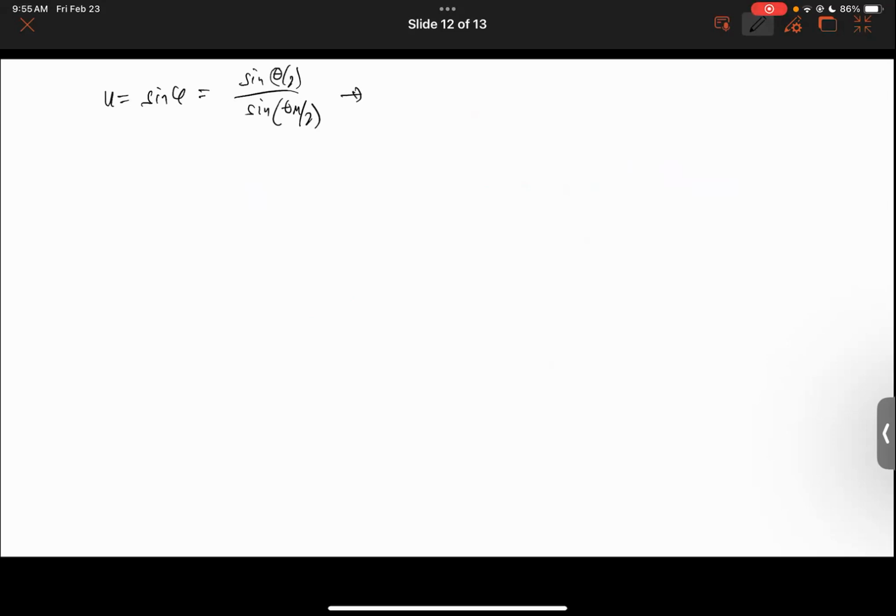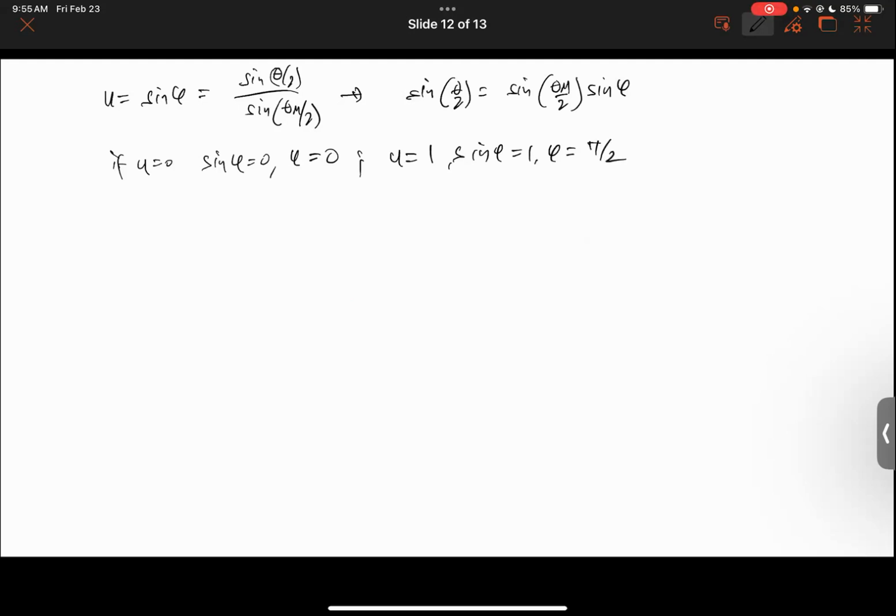Okay, so this means that sine theta over 2 is just sine theta sub m over 2 sine phi. Okay, we note that if u is equal to 0, then sine phi is equal to 0, which means that phi is equal to 0. And when u is equal to 1, sine phi, of course, is equal to 1, and then phi means that it's pi over 2. So papalitan ulit natin limits of integration. So T is equal to 4.